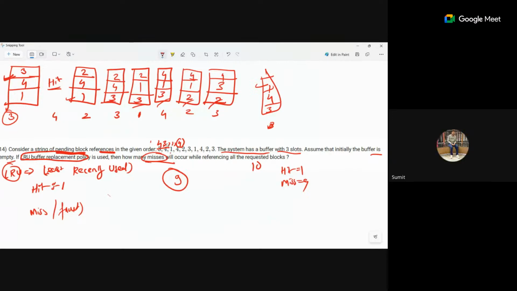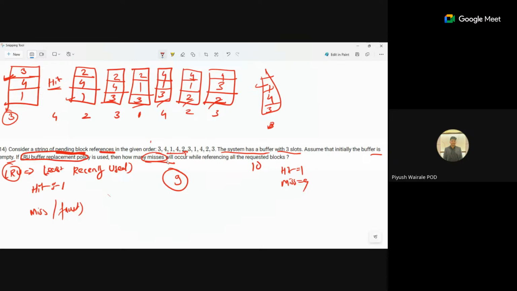3 only. Then 4, 3 will be there. Once we enter the 4, 4 is already hit, right? So if I want to insert a 2, then 4 is already hit. Out of this one, 3 was the least recently used, so we are going to remove 3. So least recently used. You need to check the order for the element you are inserting in this particular manner.